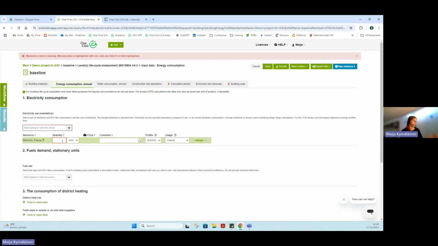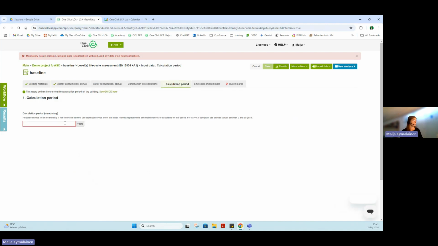Since this is just a short demonstration, and also if you don't want to calculate energy use, you can always put 0 here. And then we have the calculation period, which we need to calculate these annualized impacts. Here we can put 50 years, which is what Levels uses. And then we also need building area, so we can calculate the impacts per square meter as well. Here, for example, our building is 10,000 square meters.